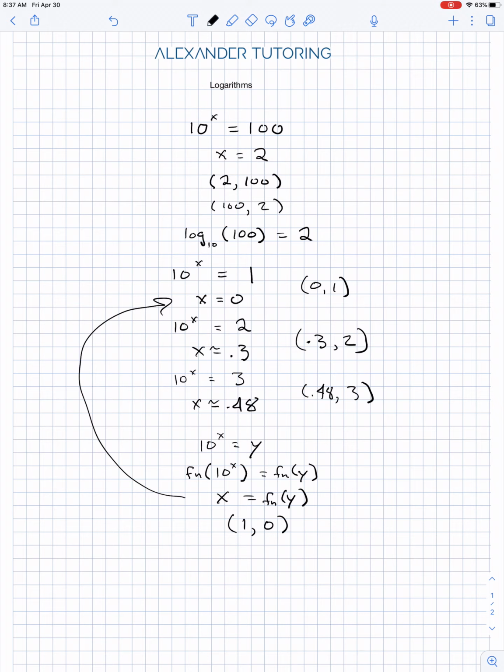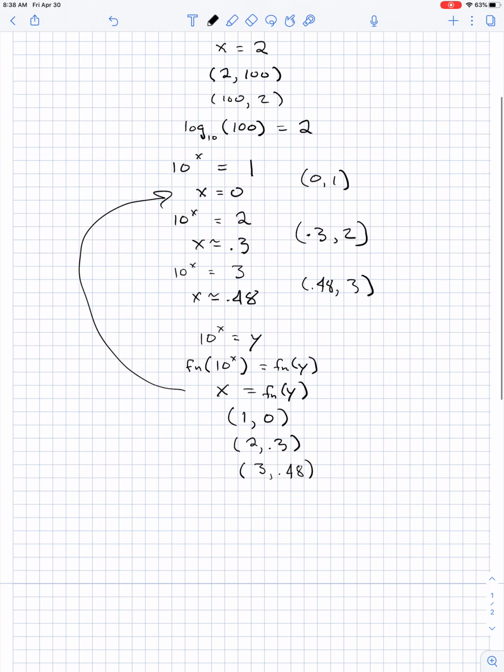Again, inverse functions reverse the x and y. Hopefully you've seen that. And for the last one here, we know that when a 3 goes in, a 0.48 comes out. Again, we're trying to find the inverse function of 10 to the x equals y. And what we're basically doing is creating this function that we don't know yet, which is the log base 10 function.